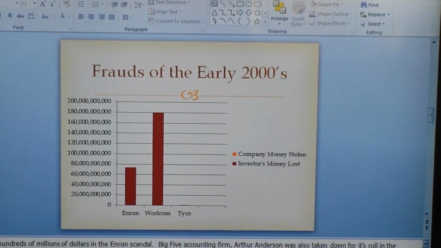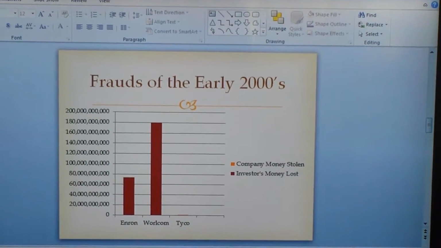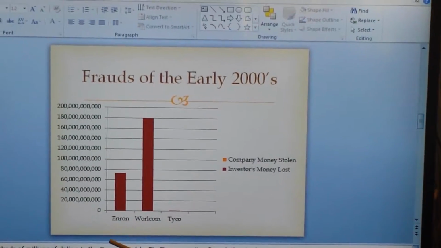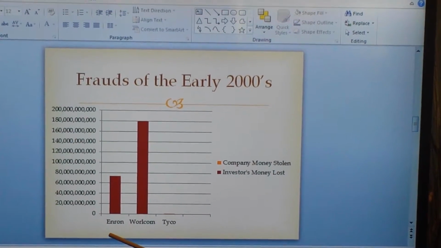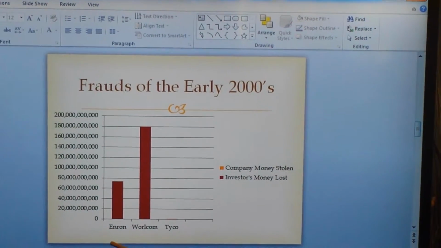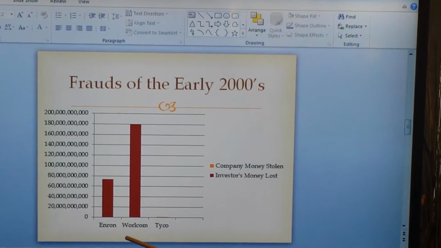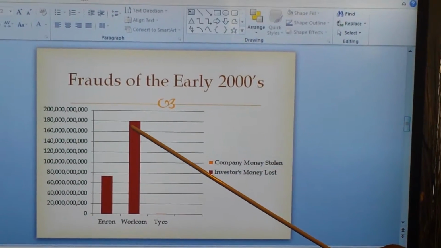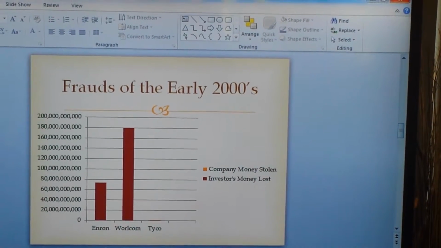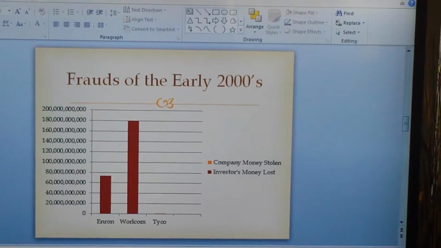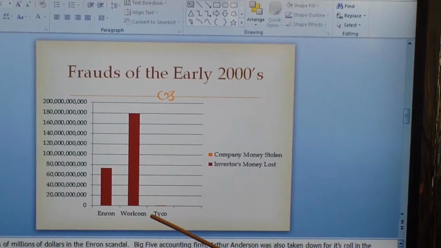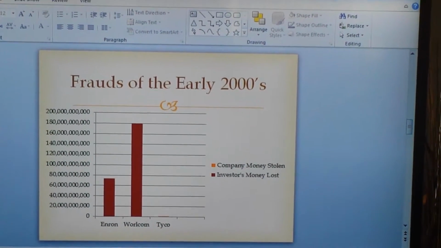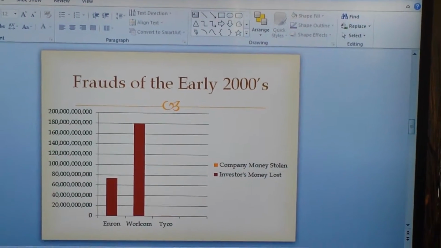And here we have a chart of the frauds of the early 2000s, or three of them. The Enron fraud here. We have the WorldCom fraud here, and you can see it cost investors $180 billion. And here we have Tyco, and that's the amount of money the CEO stole from the company itself.